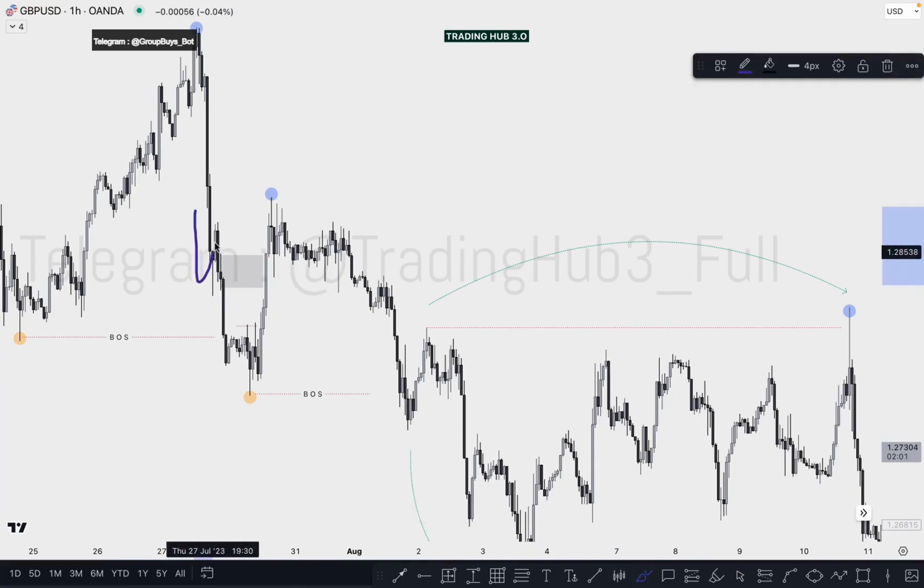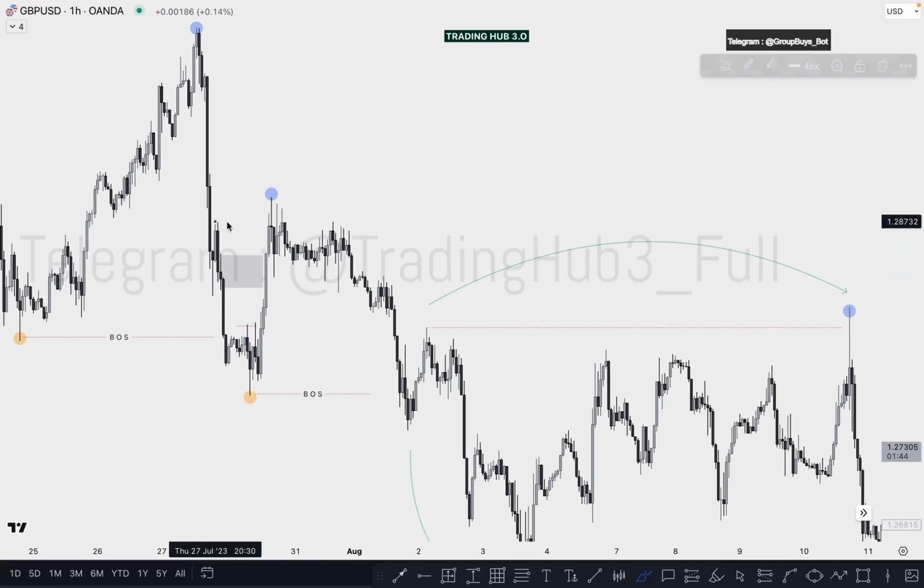Look at this one. This is a valid pullback here, and this is a valid pullback here. First entry is possible here because this is an inducement sweep, and maybe here you got a break even, maybe a stop loss, anything can happen here. Okay, and the next thing is here. This is the next pullback here.